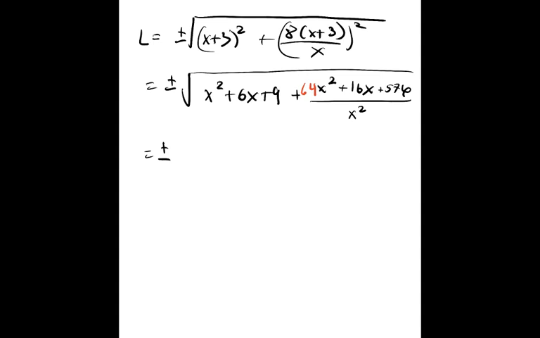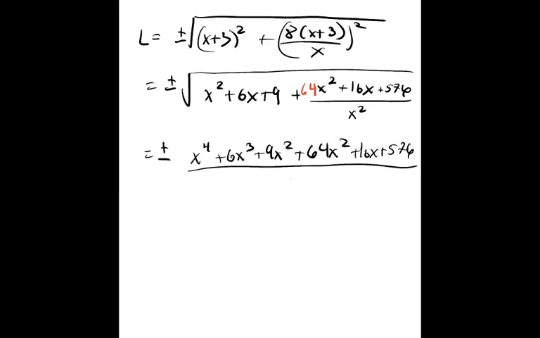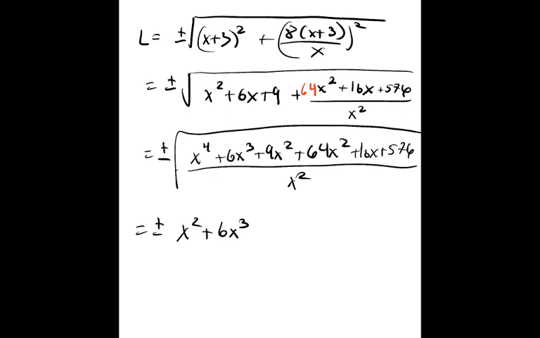Now I got a common denominator of x squared. So then we got x to the 4, 6x cubed, 9x squared, 64x squared, 16x, 576, all over x squared, and we're taking the square root of all of that, right? Okay. So then we get this, 64, 74, 73. Okay, so then with that, and this stays like that, like that, like that.